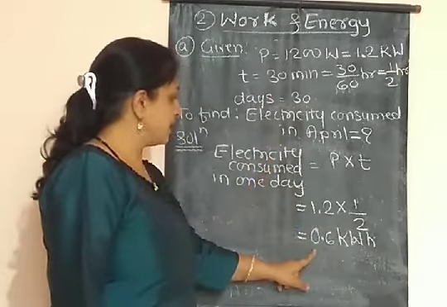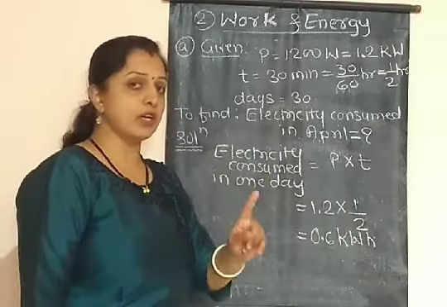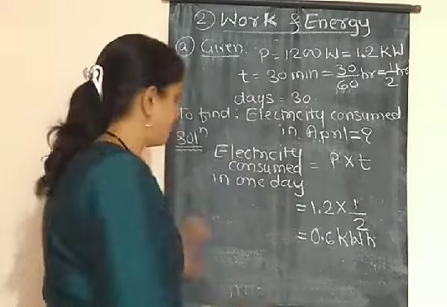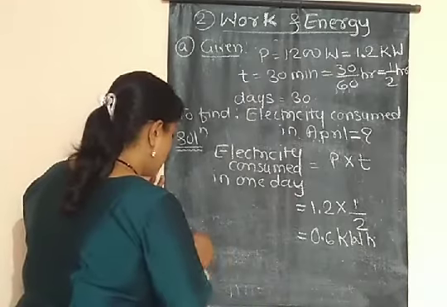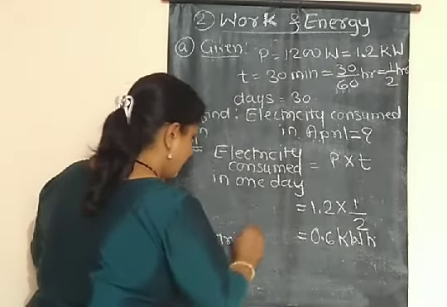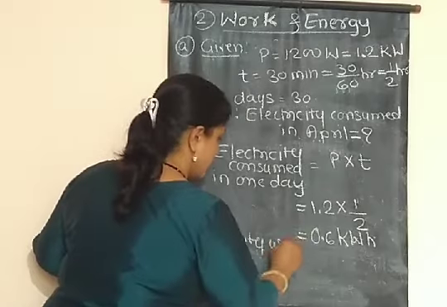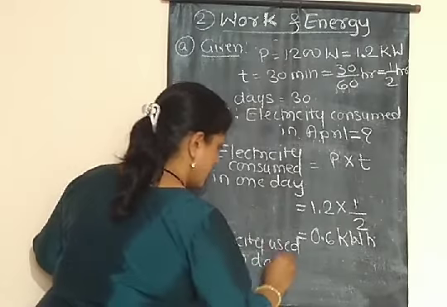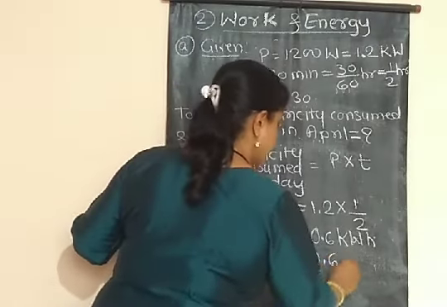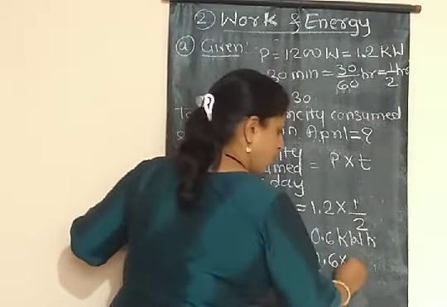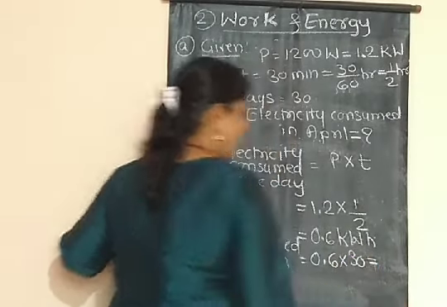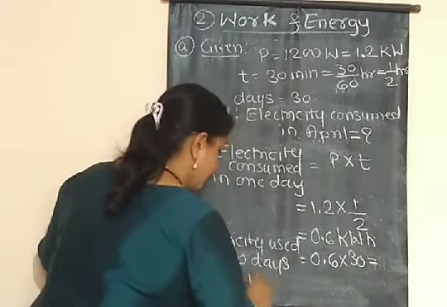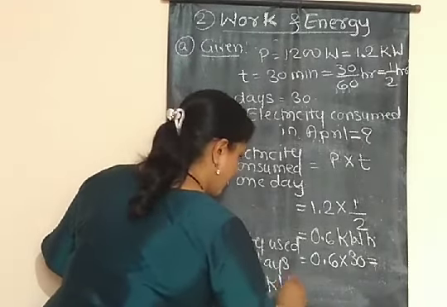So this is the electricity consumed in 1 day. And now we have to find out the electricity consumed in 30 days, that is in the month of April. So let us write here. Therefore, the electricity used in 30 days is equal to 0.6 multiplied by how much? 30. Okay, and that is equal to 18 kilowatt hour.